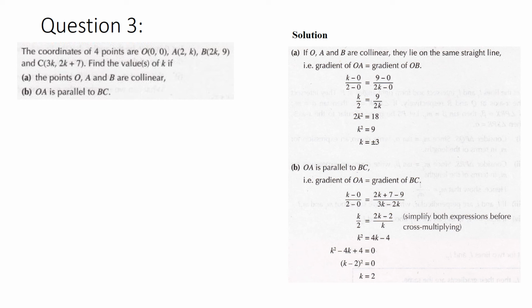Bring 4k minus 4 on the left side to have the quadratic equation k square minus 4k plus 4 equal to 0. On factorizing it, we will get k minus 2 whole square equals 0, since k square minus 4k plus 4 is the expanded form of k minus 2 whole square. So finally we will have the value of k equals 2.